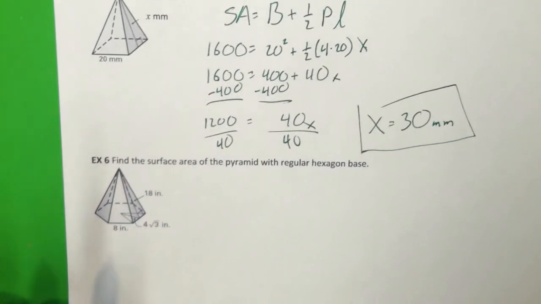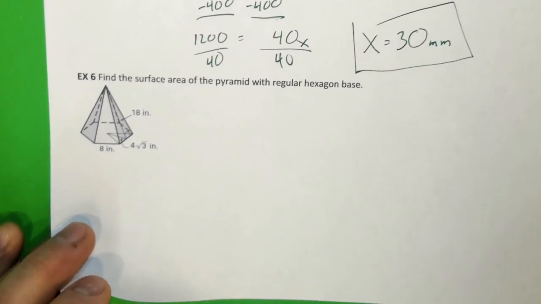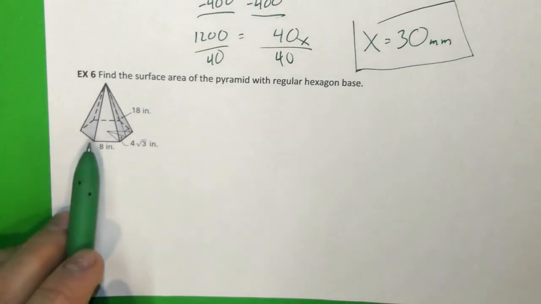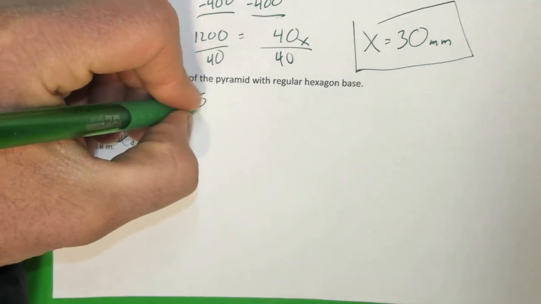All right, last one is a You-try problem. So what I'd like you to try to do right here is see if you can calculate the surface area for this guy. It has a regular hexagon for a base right there, so you might need to remember what the formula is for that. Let me give you a little bit of a hint.